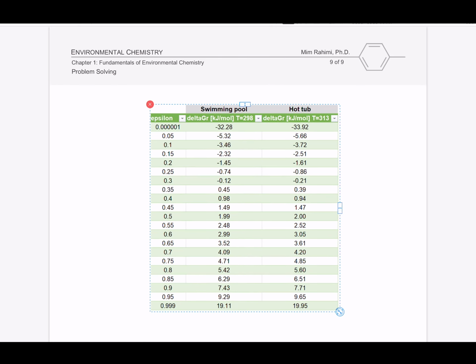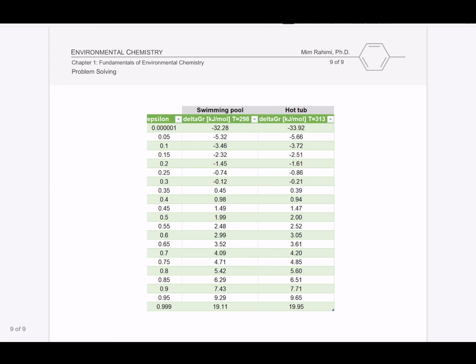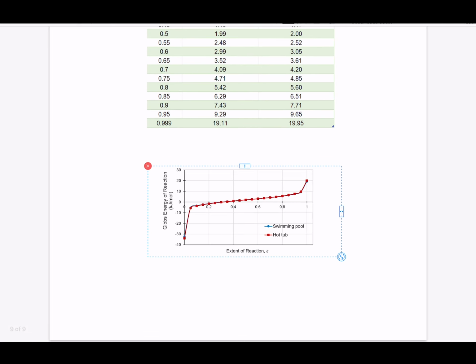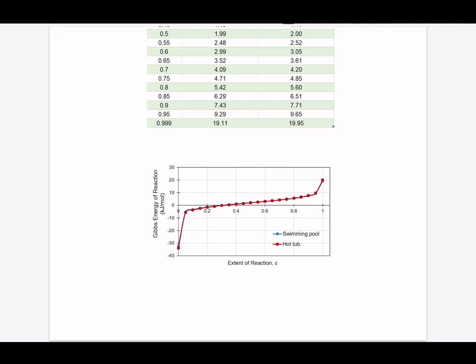If we do that in Excel, this would be something like this, pretty straightforward: epsilon on the x-axis, delta G for swimming pool and delta G for hot tub, just a calculation based on the equation we had in the previous page for each. And then if we plot this, it would be something like this. As you see, very, very close. The profile is very close for both swimming pool and the hot tub. So what it says is delta G, the Gibbs free energy, is going from minus 30 all the way to 20 kilojoule per mole for the two reactions.